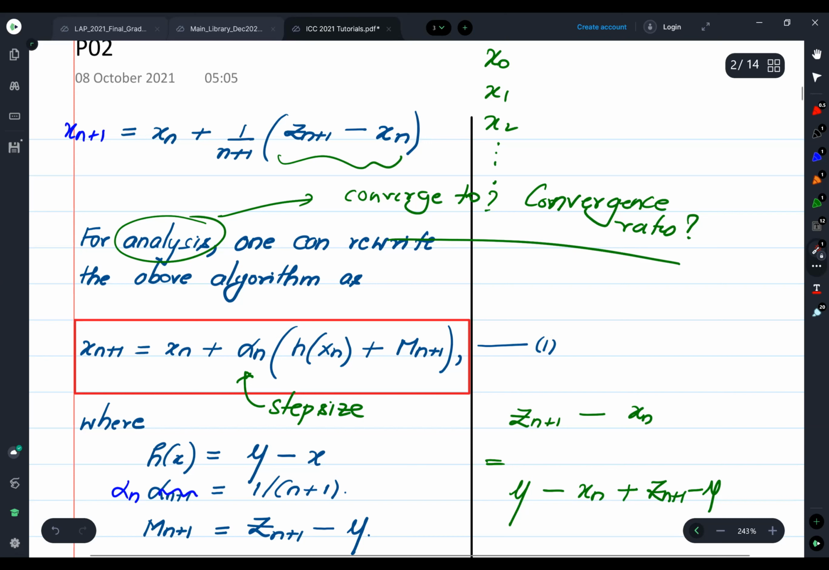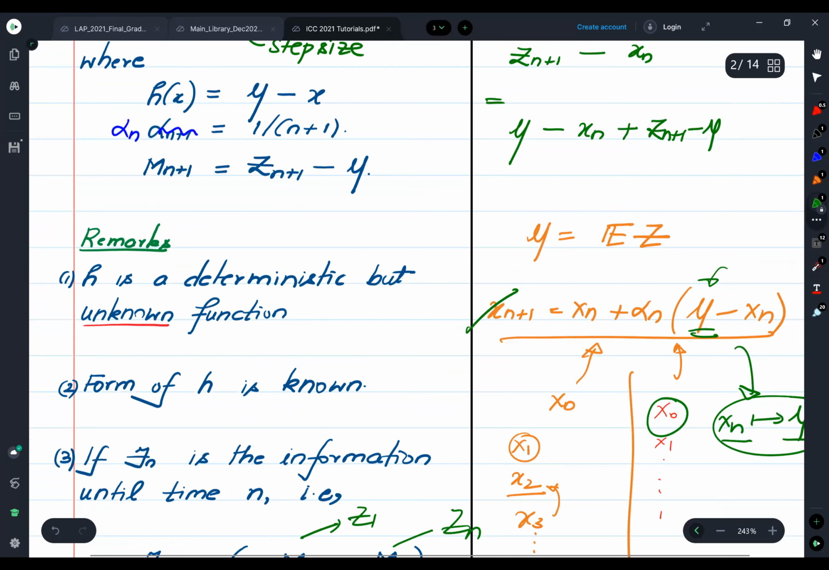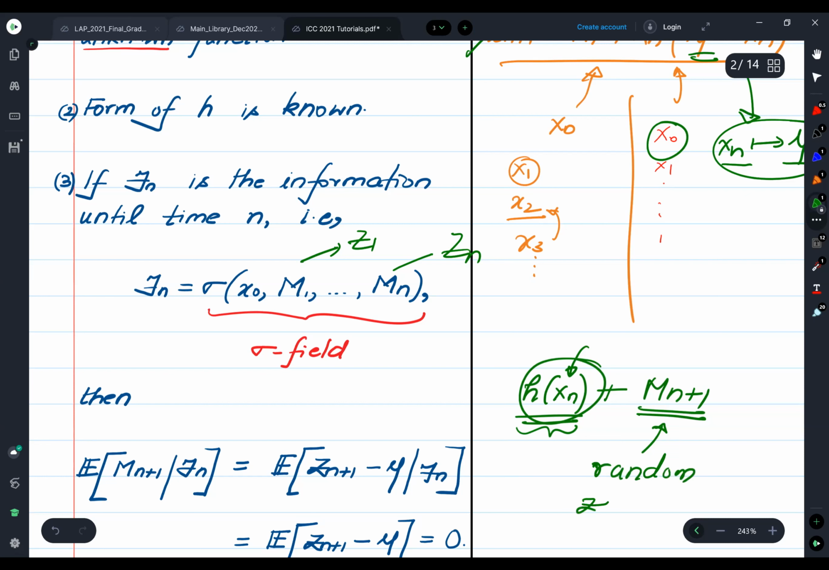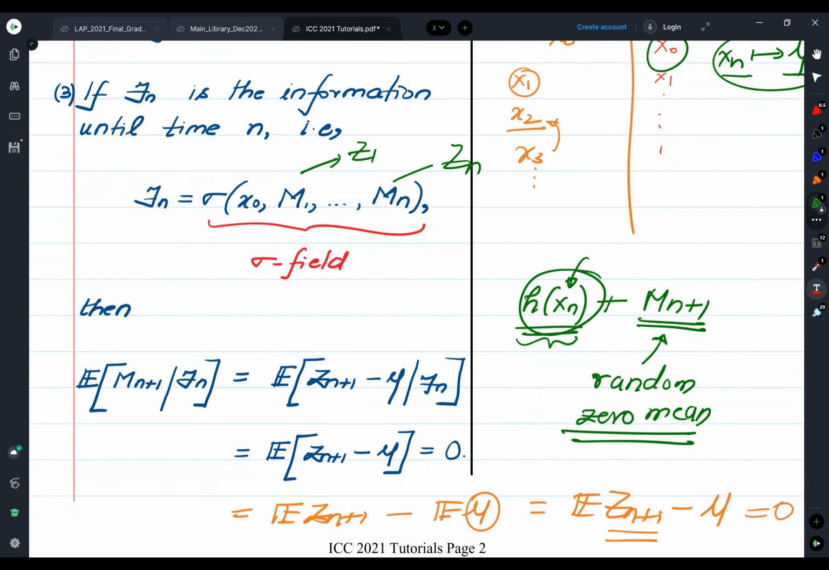Is this okay? Let me summarize. Ideally, I would have liked to evaluate the value of h at x. Let's say my current estimate is xn. This is ideally what I would have liked to evaluate, but unfortunately I cannot know the value since mu is not known. However, I can evaluate the value of h of xn plus mn plus 1. This is referred to as noise because it is random and has zero mean. Even if it does not have zero mean, one can think of this as biased noise. Is that okay?